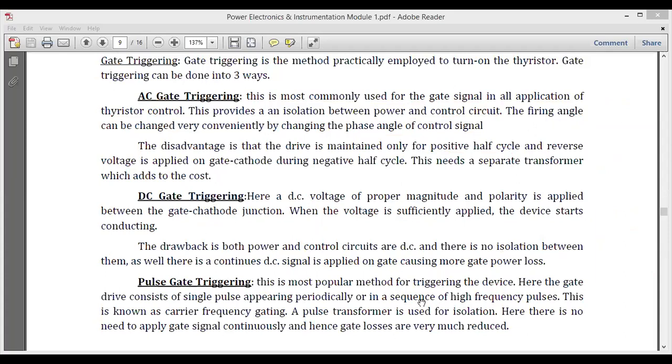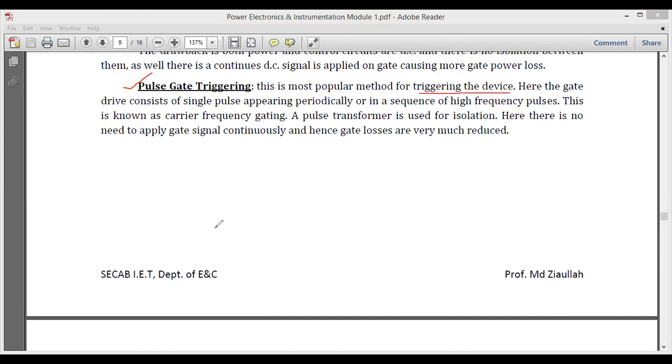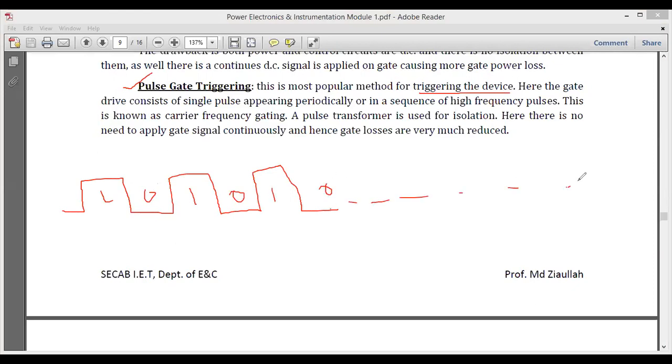So we have one more type of gate triggering here, which is pulse triggering, the third type of gate triggering. This is the most popular type of gate triggering used in triggering of devices. What do you mean by the pulse here? This is my pulse, on and off. This is 0, this is 1, this is 0, 1, 0, 1, and 0, it will just go on continuing.